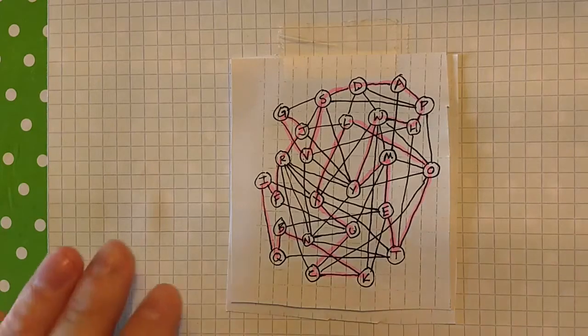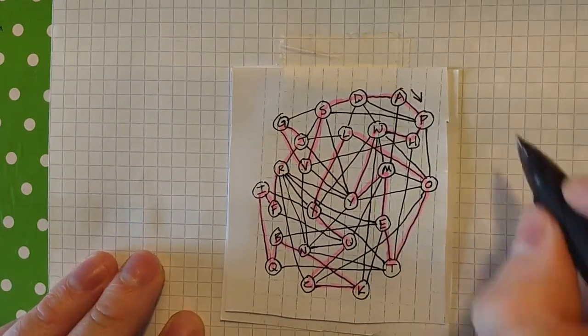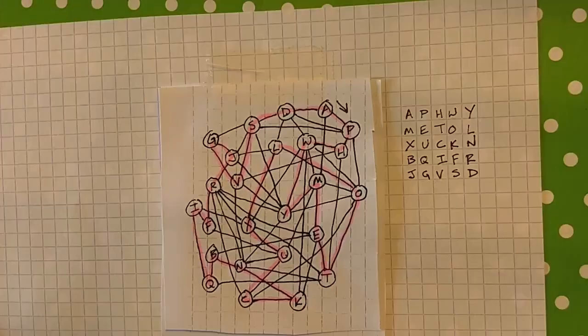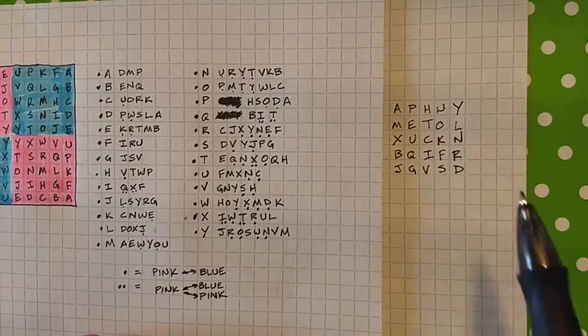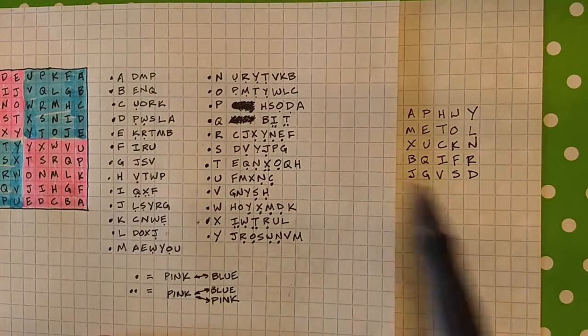Let's copy down this path, starting with A and going to P. So following the path, we see A, P, H, W, Y, and so on, ending at D. There's one more tricky thing we need to do. Go back to our list of connections and count the number of times we use a connection where you change colors. These are the ones that are marked with a dot.